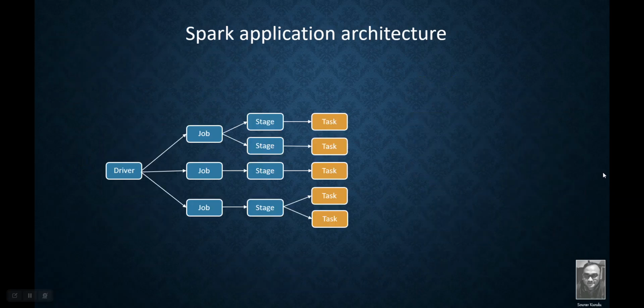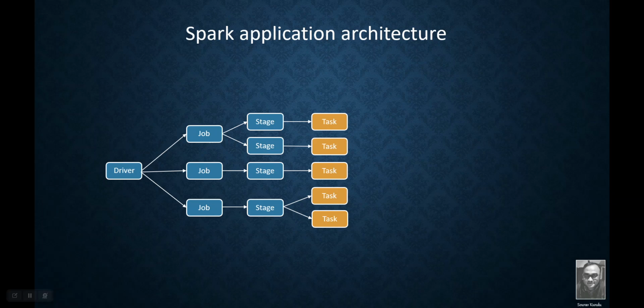Okay. Now next, you can see that there is a diagram, right? Driver, and from the driver there are different jobs. From a job there are stages, and from a stage there are tasks. So let us understand how Apache Spark code gets executed internally. In this way, Apache Spark code gets executed internally.